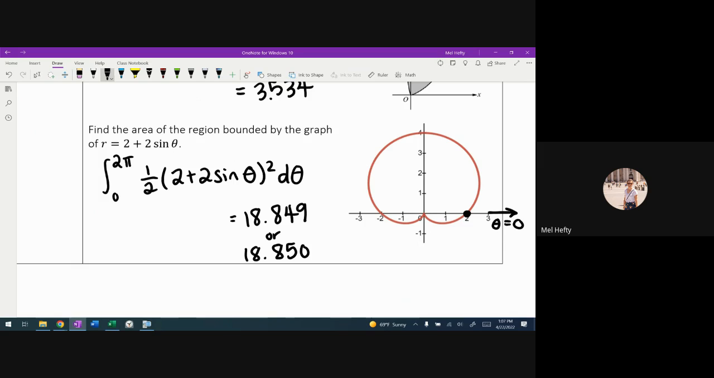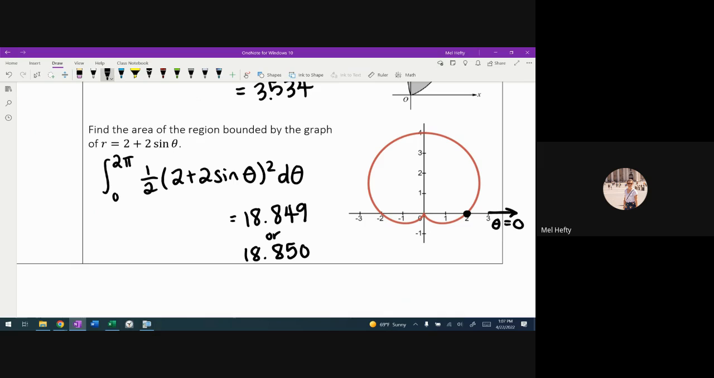Sig figs are the worst. Can you imagine if on top of all the calculus I had to teach you about sig figs? That would be the worst. No. Sig figs are always 3 for us. No, 3 decimal places. That's all you need to know.